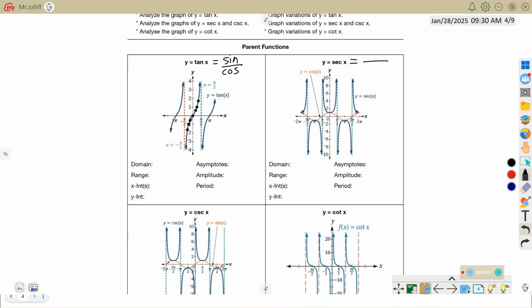It's another fraction. I'll give you a hint. There's a 1 on the top. The question is, does sine go on the bottom or cosine? Cosine. Very good. This is 1 over cos, which means cosecant is probably the other guy. Cosecant is 1 over sine. And then what is cotangent? Cosine over sine. Good. It's the opposite of, or the inverse of tangent.